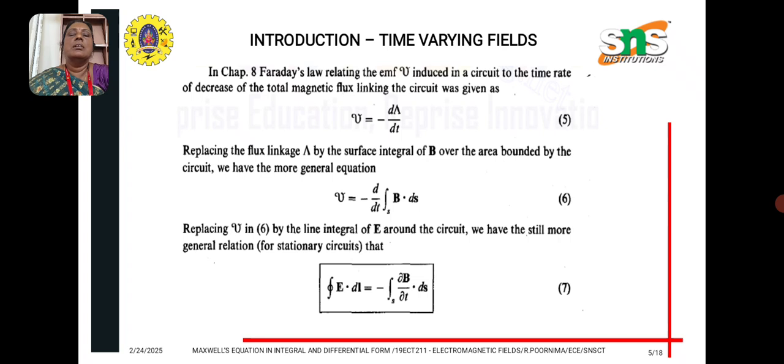According to Faraday's law, the induced EMF in a circuit is equal to the time rate of decrease of the total magnetic flux linking the circuit, given as V equals minus d psi by dt. Here the flux linkage by the surface integral of B over the area bounded by the circuit is given by the relation V equals minus dou by dou t of the integral over the surface of B dot ds. By equating both the magnetic flux equations, we get the closed integral of E dot dl equals the integral over the surface of minus dou B by dou t dot ds.